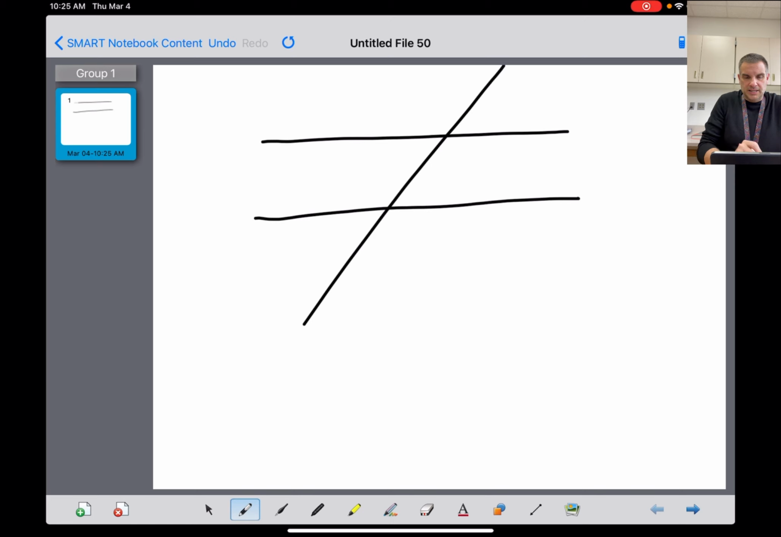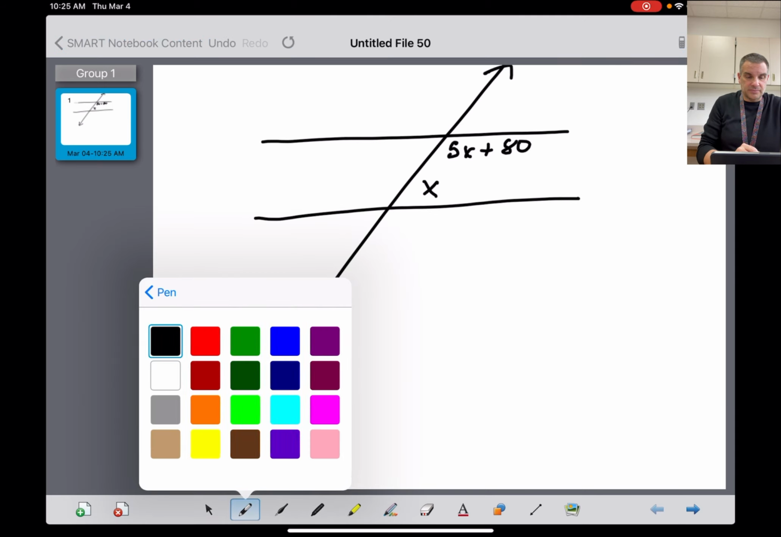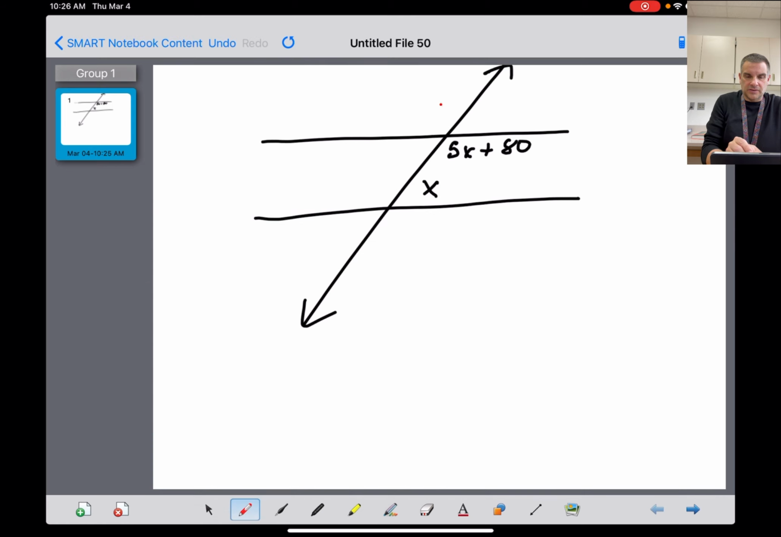Cut by a transversal. So two parallel lines cut by a transversal. If I tell you that this is 5x plus 80, and this angle's measure is x, I can actually ask you to find the rest of them. We're going to find the measures of all the angles, 1, 2, 3, 4, 5, 6. And we'll find the other ones too. Okay. So these are same side interior angles. And same side interior angles add up to 180 degrees.